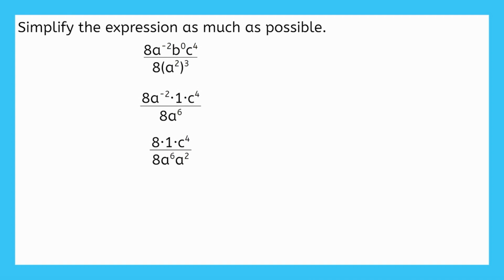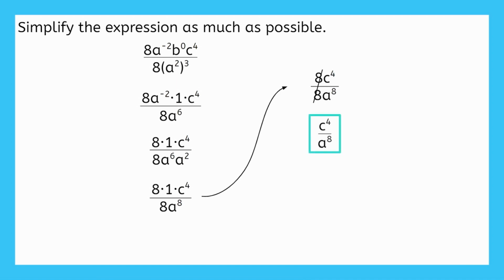Then, according to the product of powers property, I could combine the a components by adding their exponents. In the numerator, 8 times 1 is just 8. And finally, 8 divided by 8 is 1. So these 8s cancel each other out, leaving us with our final answer.